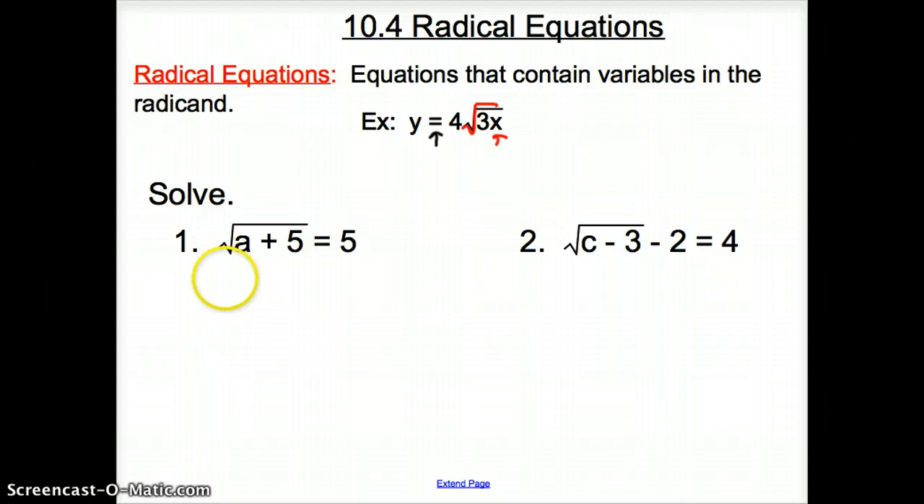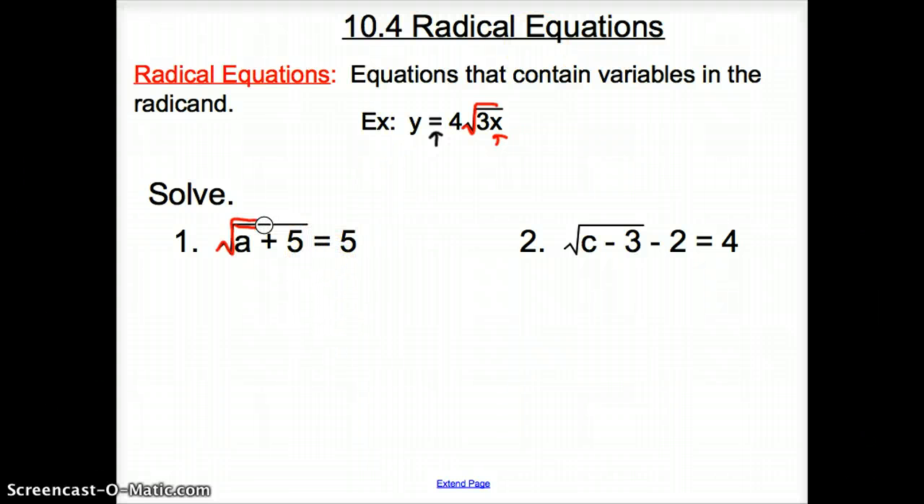Here with number 1, we are asked to solve this guy. With this guy, we want to get the radical, the square root, all by itself on one side of the equation. Is this guy all by itself on that side of the equation? Yes, it is. So let's go ahead and start solving for this.